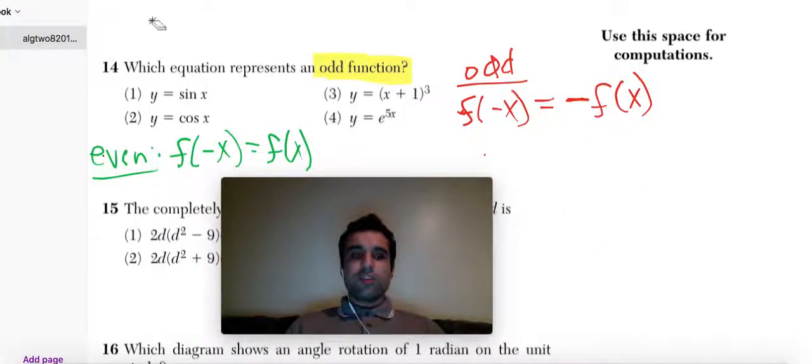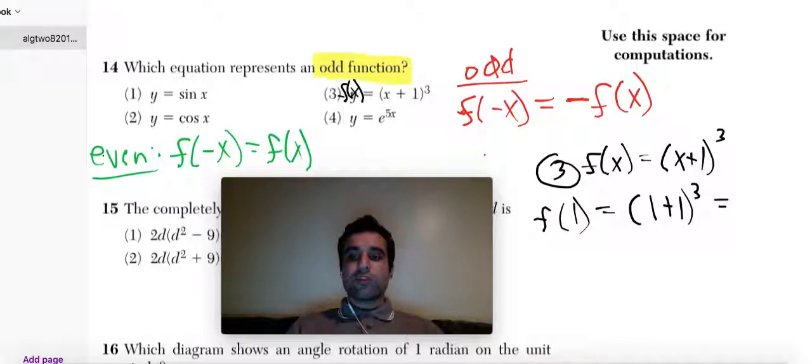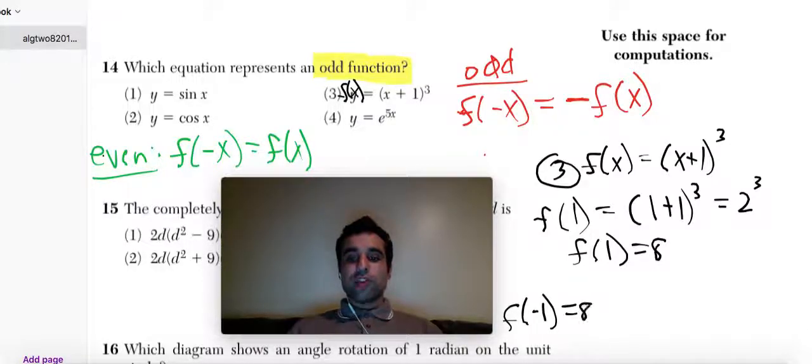Okay? So let's look at the ones we could do by hand, which comes to mind is choice 3. We'll just call this one f of x, right? We'll use a different letter for each one. So f of x equals x plus 1 cubed. Let's just use 1 and negative 1 and see what happens. So f of 1 is 1 plus 1 cubed. 1 plus 1 is 2. 2 cubed is 8. So f of 1 is 8. If it's even, we should get f of negative 1 is also 8. If it's odd, we'll get f of negative 1 is negative 8.